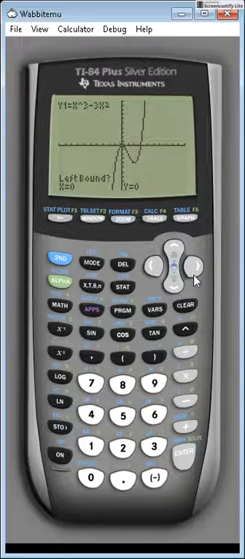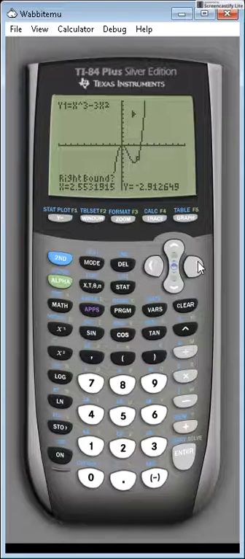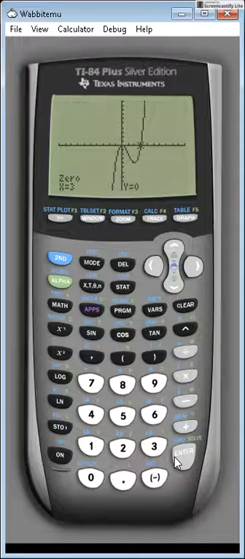I want to calculate the 0 over here. Calculate 0. Go to the left. And you can either arrow over or you can enter a number to the right. So I could just enter a 4. I know that's to the right. And then come back just a little bit. Enter again. And it's at 3, 0.